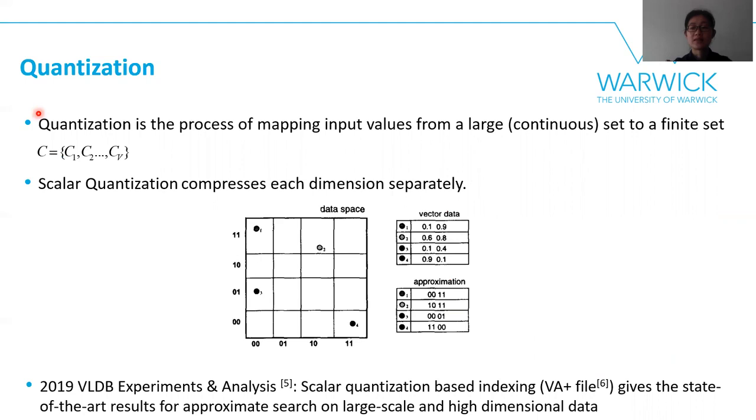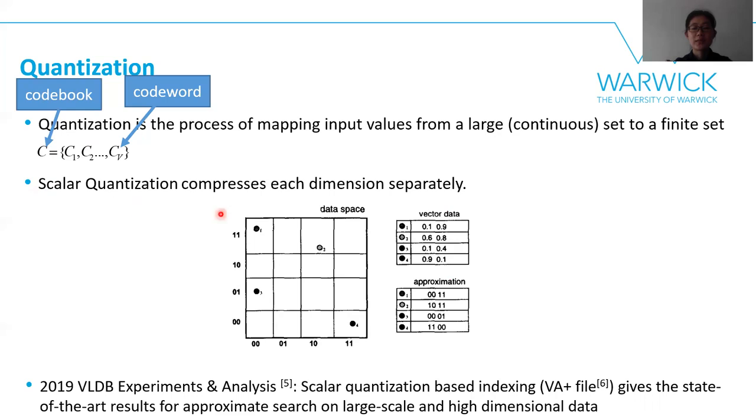Quantization is the process of mapping input values from a large continuous set to a finite set. Usually, we call this finite set a codebook and each element a code word. It's a powerful method for compressing data in a query-friendly format without heavy decompression. We can use this codebook as a summary representation for the input data and take it as our trajectory database.